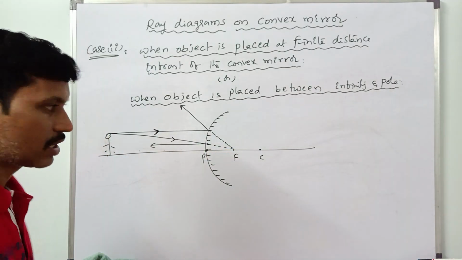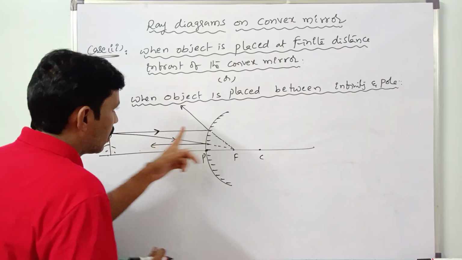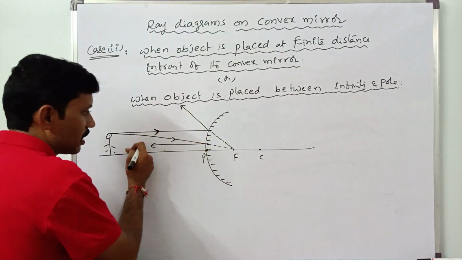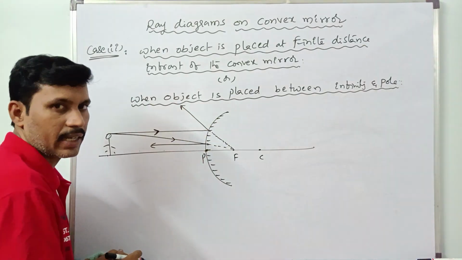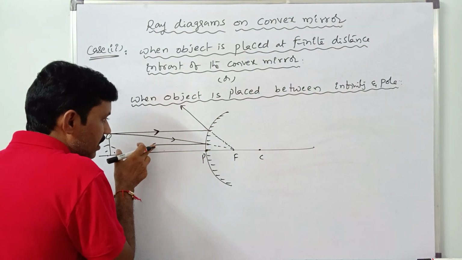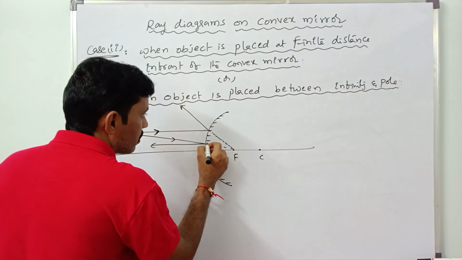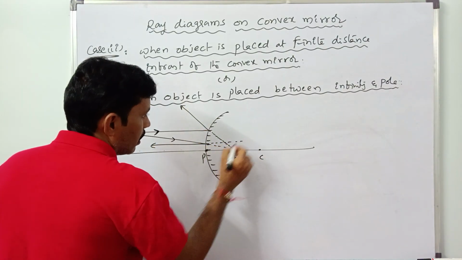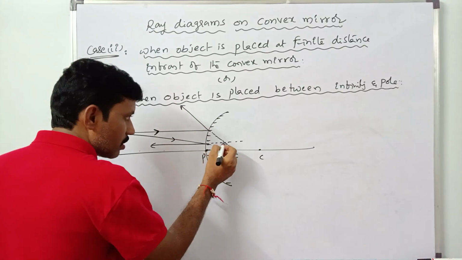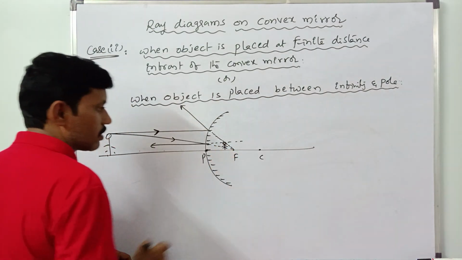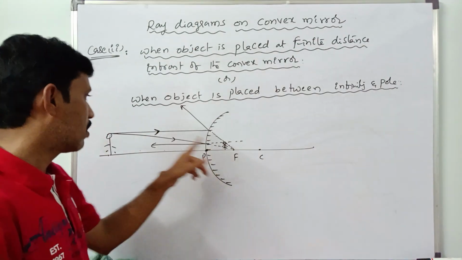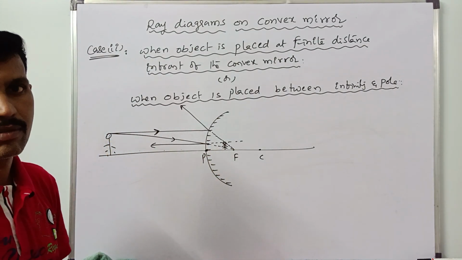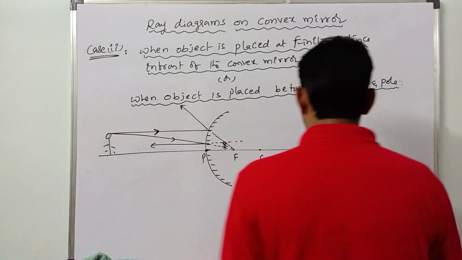According to the rules to draw ray diagrams, now we have one reflected ray and another reflected ray. We extend the reflected rays back like this. If you observe clearly, here we get the image. So now this is the object and this is the image. Now the characteristics.